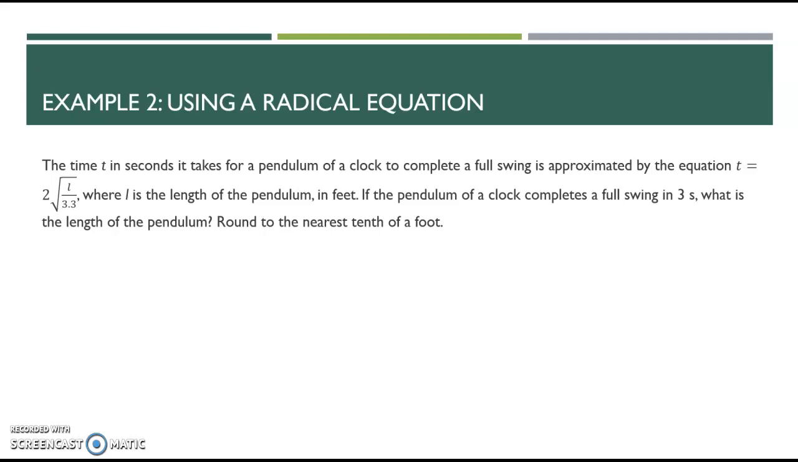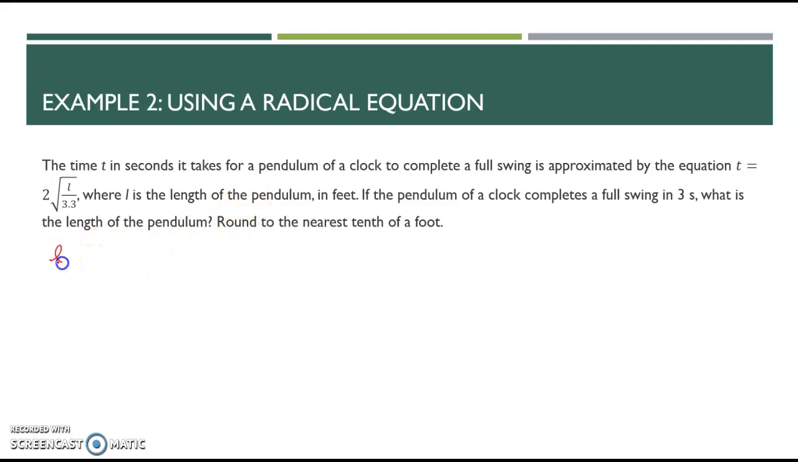All right, so here we have a word problem. The time in t seconds it takes a pendulum of a clock to complete a full swing is approximated by the equation t equals 2 times the square root of L over 3.3, where L is the length of the pendulum in feet. If the pendulum of a clock completes a full swing in 3 seconds, what is the length of the pendulum? All right, so we are looking for L.